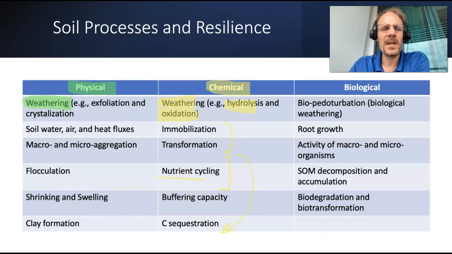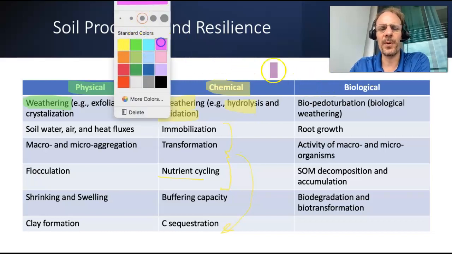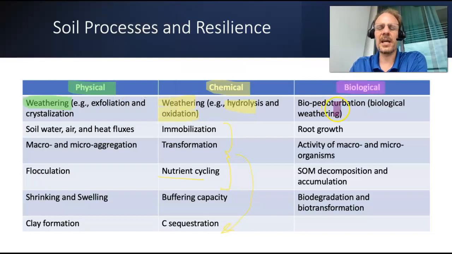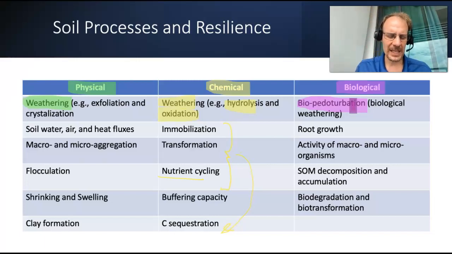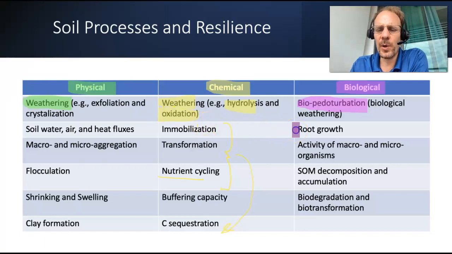Our final one over here, change to a blue color, well, we can't do blue, purple, is biological activities. Again, bioturbation, that's biological weathering. Microbes and other soil organisms breaking down materials and forming new soil. Again, remember, resilience is going to be tied back to soil formation. Soils that can build, can add, create additional soil more rapidly than is lost, are likely to be more resilient, be able to recover from disturbances. Okay, growth of roots, right? Activity of macro and microorganisms is these. If they're more rapid, they're going to create more soil organic matter for us.